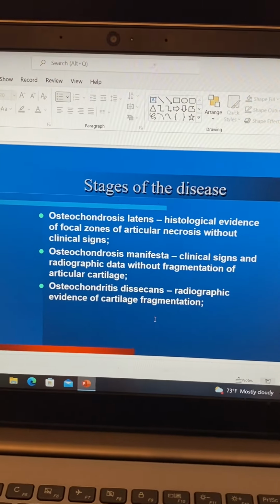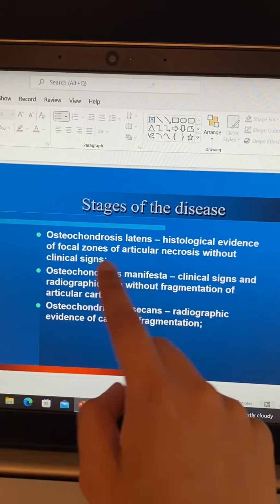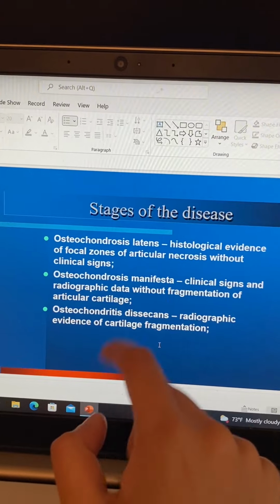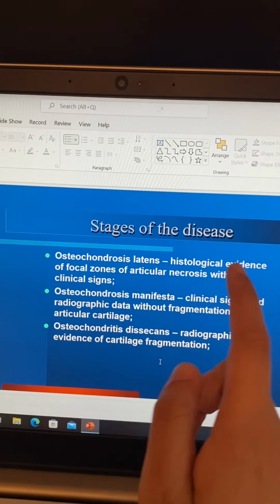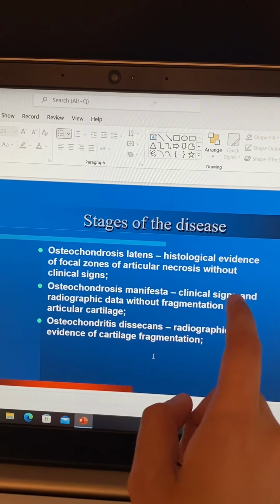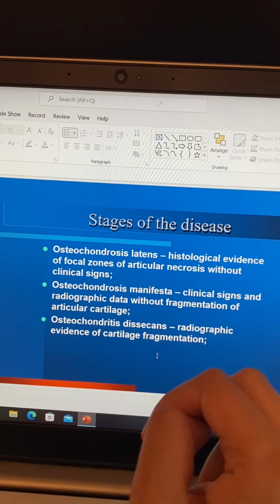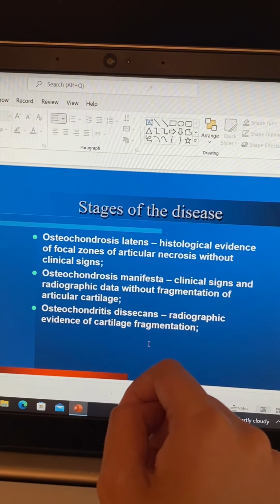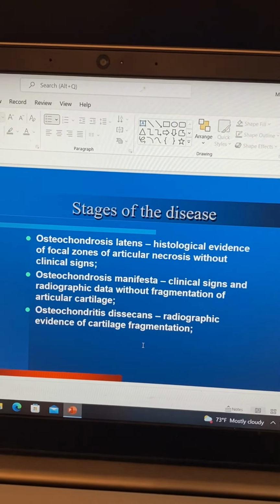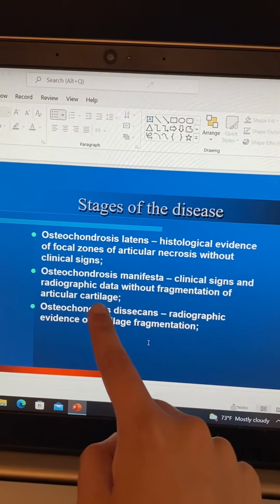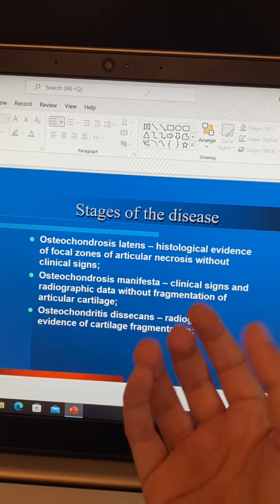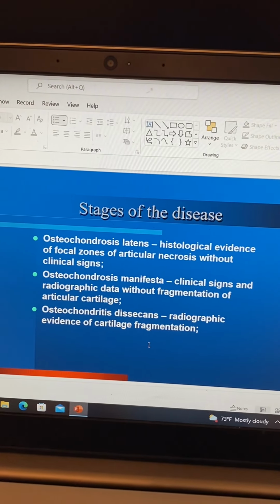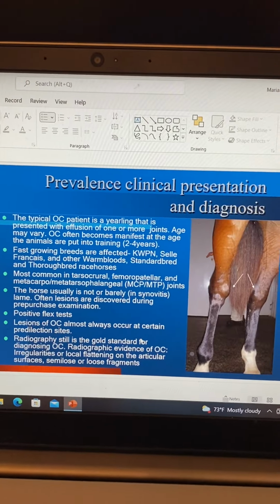So these are the stages of the disease: osteochondrosis latens, manifesta, and dissecans, which is the final name of the disease. So latens is when you'll see cellular evidence of, let's say, necrosis without any clinical signs, so just cell death, really. With manifesta, you'll see clinical signs and X-ray evidence, but you won't see any of the articular cartilage actually coming off. And finally, you can see the cartilage coming off in osteochondritis dissecans.